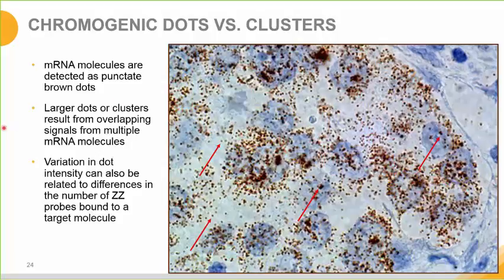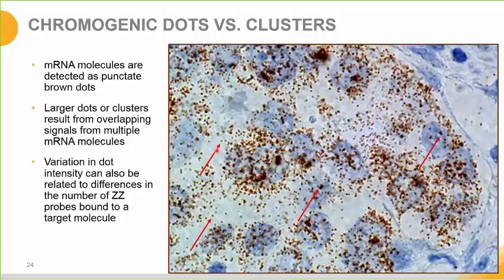The difference between a dot and a cluster is highlighted in this particular image. Again, single messenger RNA molecules are detected as punctate brown dots, while larger dots or clusters result from overlapping signals from multiple messenger RNA molecules. In general, variation in dot intensity can be related to differences in the number of the double Z probes that we talked about that are bound to a target molecule.